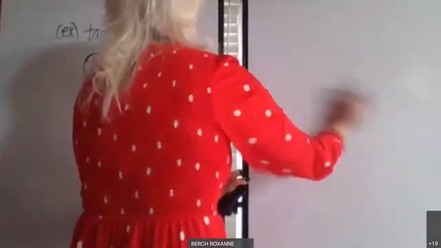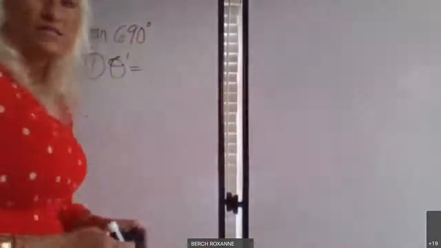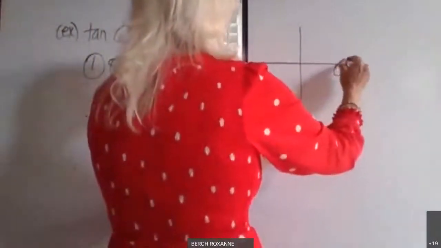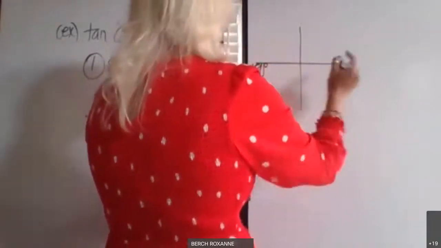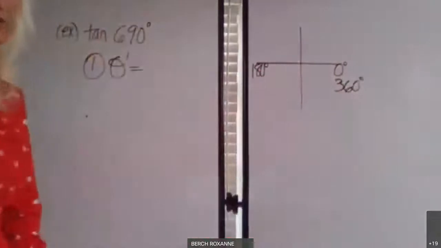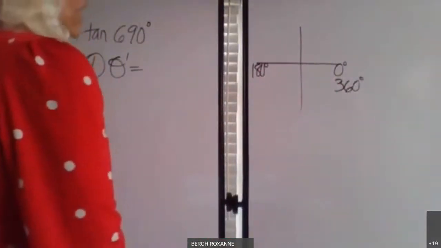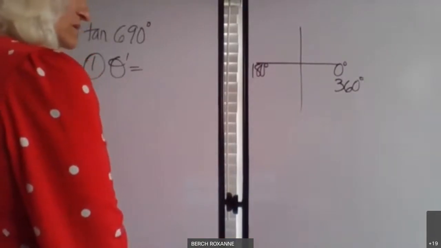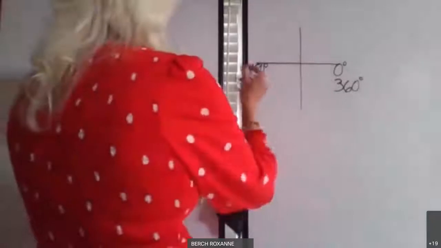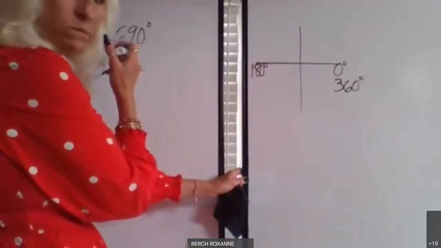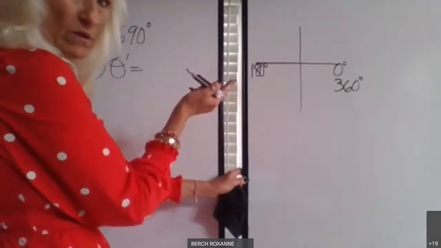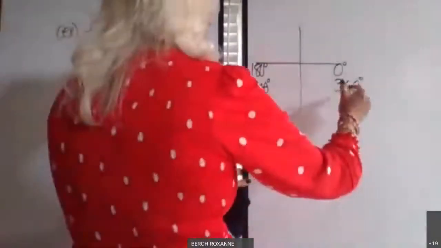So we want to find the reference angle. Let's look at some horizontals here. 0 degrees is there. 180 is over here. A full revolution would be 360. Well, that's not close. So 180 more would be what? 540 degrees. And then what would be 180 more? 720 degrees.